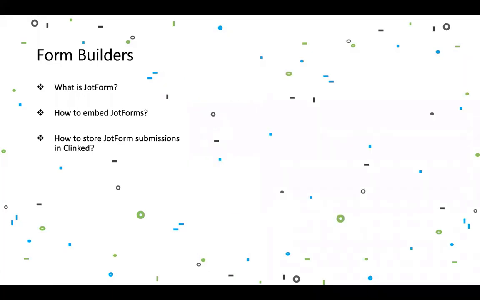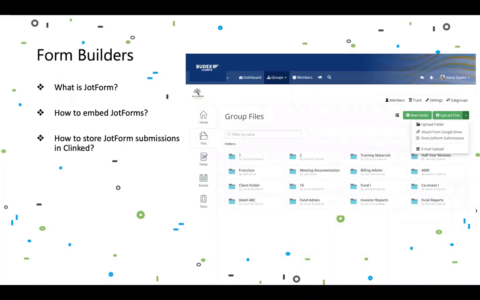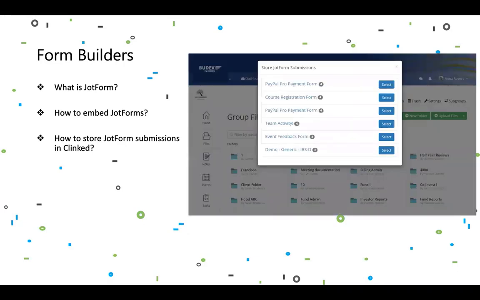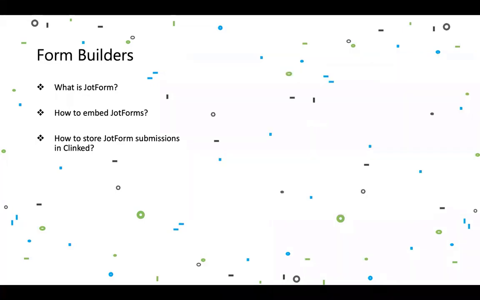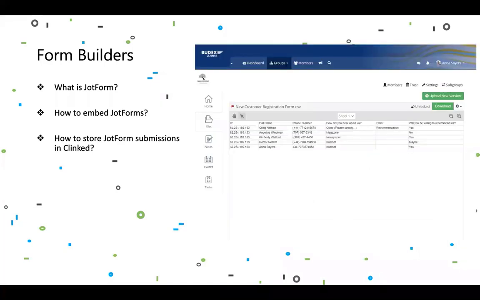So once you've done that, if you go to your Clinked group files, underneath the drop down next to upload files, you'll now see there's a new option, which is to store JotForm submissions. If you select this, it will pull up all of your forms that you've built within JotForm, and you can select whichever one it is that you'd like to generate a CSV file for these submissions. And as you can see, it displays how many submissions you've had as well.